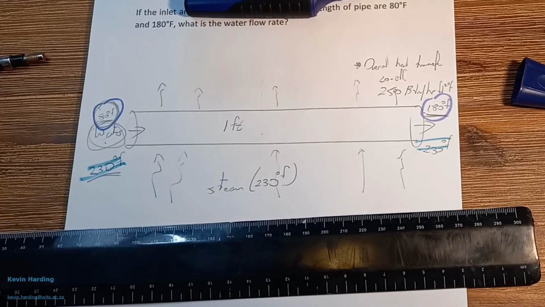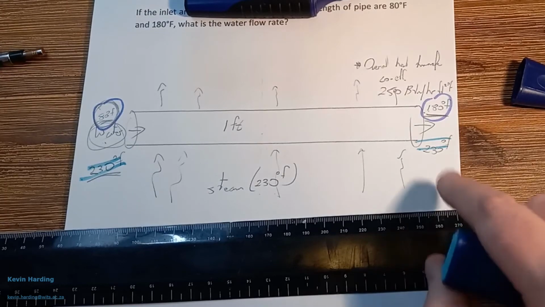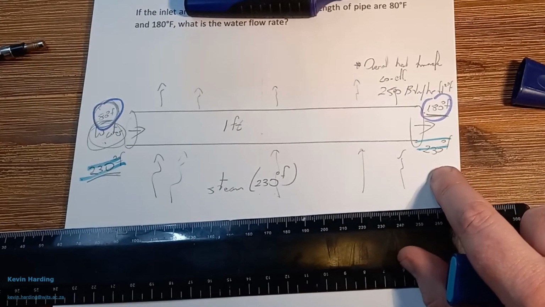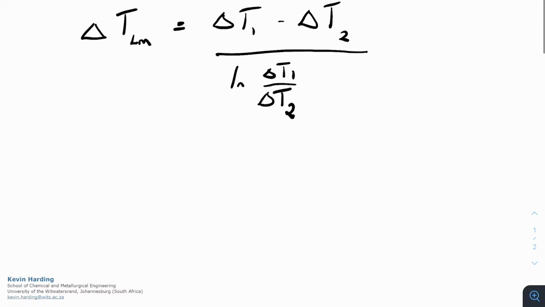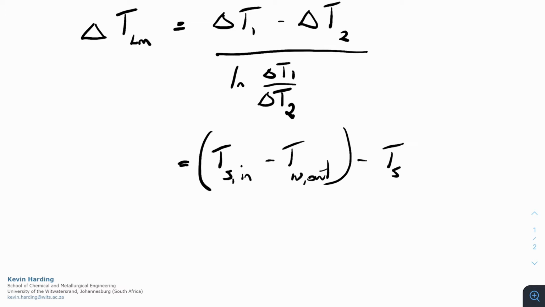What we need to know is, what is the steam out? The steam out is 230. What is the steam in? It is going to be 230 as well. So if we look at our equation, delta T log mean, our delta T1 is going to be the temperature of the steam, I'm just going to write S, so that's the temperature of the steam in, minus the temperature of the water that is out. So that is delta T1. Delta T2 is going to be T steam, the temperature of the steam out, minus the temperature of the water, let's just try and keep these letters the same, T W in.